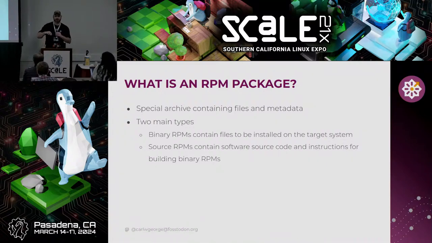The other type of RPM is a source RPM. Instead of the files that are going to be installed on your system, a source RPM has the software source code, that upstream tarball, like a tar.gz file, and also instructions for building that source code into a binary RPM. It could be as simple as putting that bash script in /usr/bin, whatever, or it might be having to run compiler commands or all kinds of other more complicated steps.